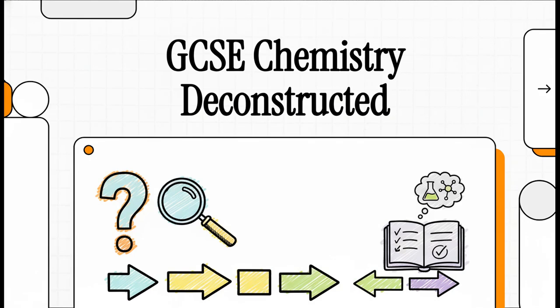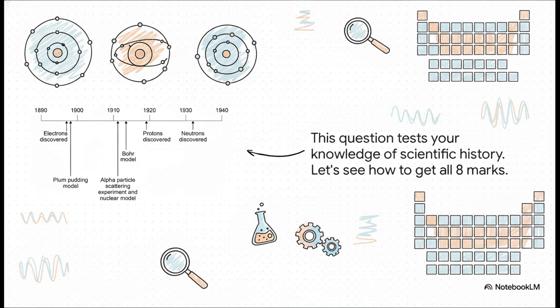Welcome to the Explainer. Sometimes the hardest part of an exam is figuring out what the examiner actually wants. So today, we're going to do something a little different. We're taking just one GCSE chemistry question and we're going to completely deconstruct it, piece by piece. The goal? To see exactly what it takes to get those full marks, using the official mark scheme. All right, so let's jump right in.